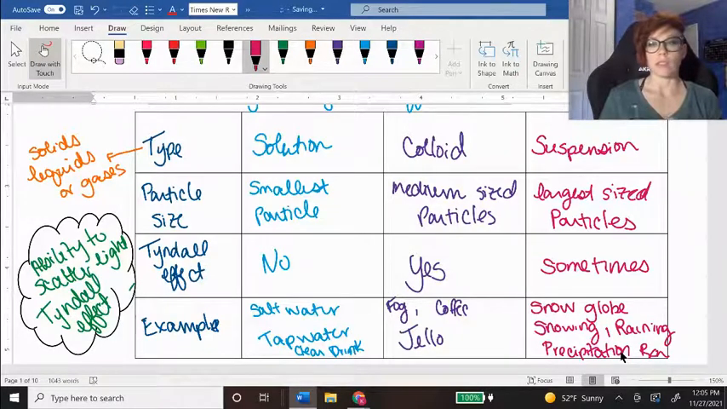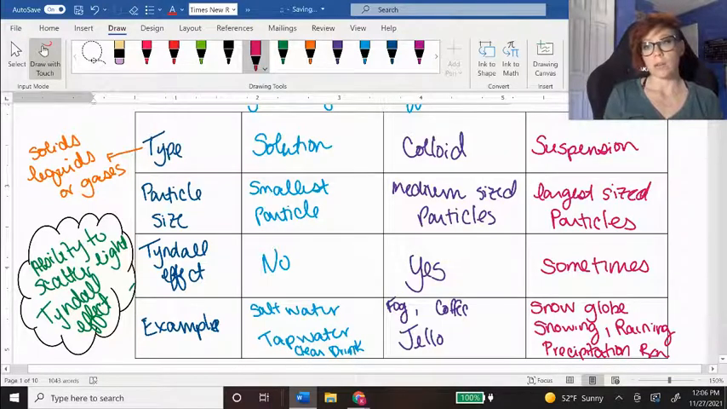The Tyndall effect is the ability to scatter light. Know that your particle size is smallest in a solution, largest in a suspension, and intermediate in a colloid. Colloids and suspensions will scatter light, suspensions sometimes, especially if you've got the snow globe coming down. Examples of these are the things that you would want to be aware of.